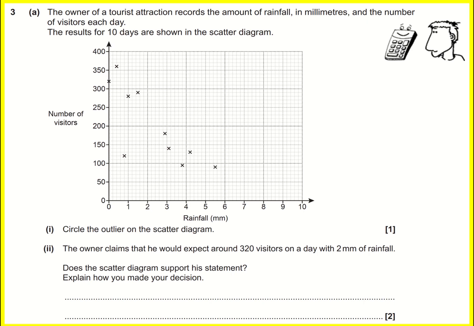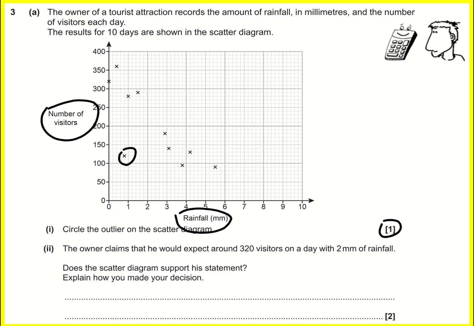So here we've got a scatter graph, we've got the number of visitors along the y-axis and the rainfall along the x-axis. And what we can see is that the more rain there is, the fewer visitors we tend to get. However, it says circle the outlier of the scatter graph diagram. Well, this day, we didn't get much rain, but we didn't get many visitors. In comparison, we sort of expect it to be much higher. So I believe it's that one there.